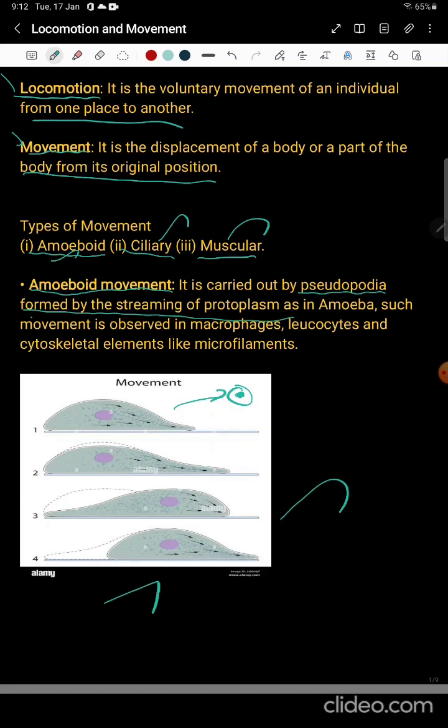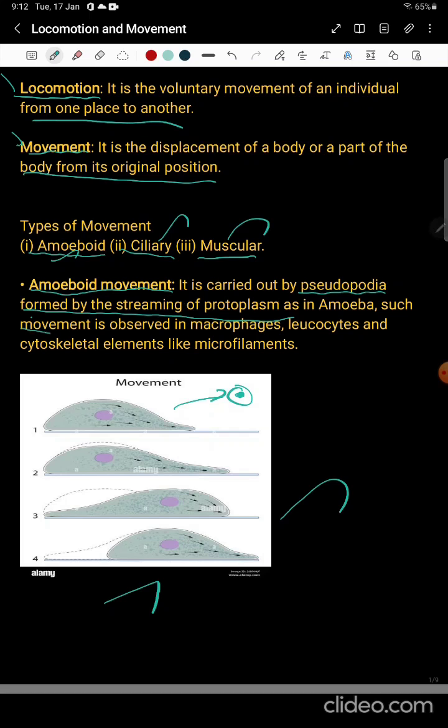How is the pseudopodia formed? By the streaming of protoplasm, as in amoeba. How in amoeba is this false foot formed? That is how the pseudopodia is formed, by the streaming of protoplasm. Like in amoeba, in certain cells in our body also, for example macrophages, amoeba-like movement is observed. How does the macrophage move towards the target cell? Through the pseudopodia formed by the streaming of protoplasm.